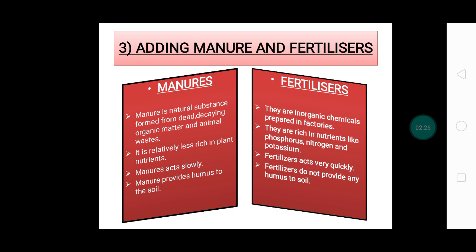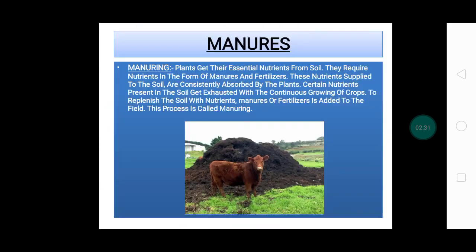We'll move now to see the manures in detail. See, manures means what? Plants get their essential nutrients from whom? Soil, right? They require nutrients in the form of manures and fertilizers. These nutrients supplied to the soil are absorbed by whom? By plants. Certain nutrients present in the soil get exhausted by continuous growing of crops, and to replenish the soil with nutrients, manure or fertilizer is added to the field, and this process is called manuring.